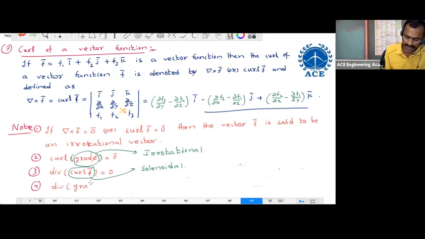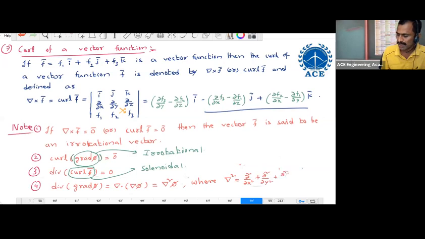Div of grad phi. In symbolic form, div means del dot, and grad phi is del phi. We write this as del square phi, where del square, or nabla square, equals dou square by dou x square plus dou square by dou y square plus dou square by dou z square. It is a Laplacian operator in 3D.